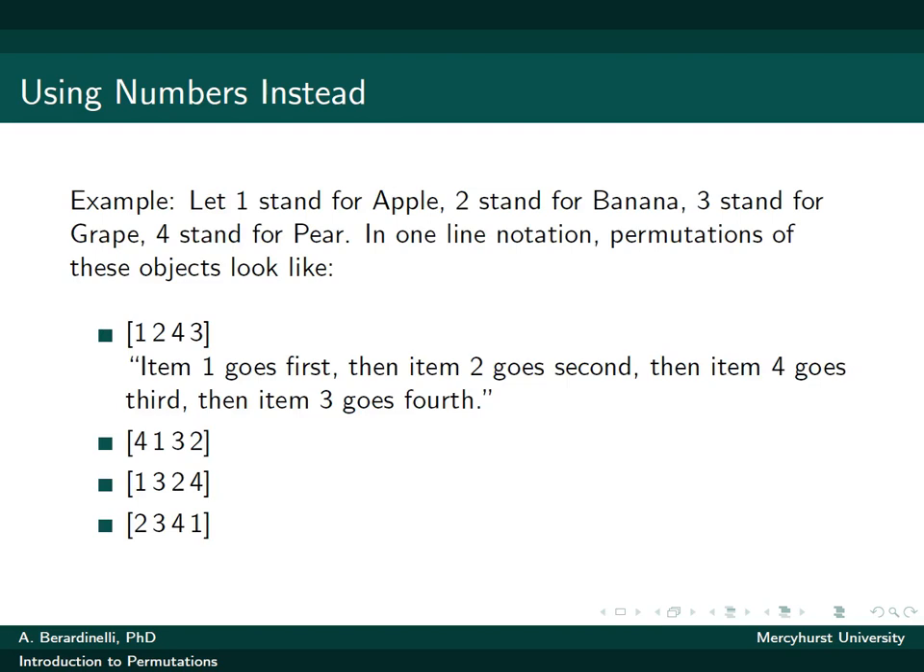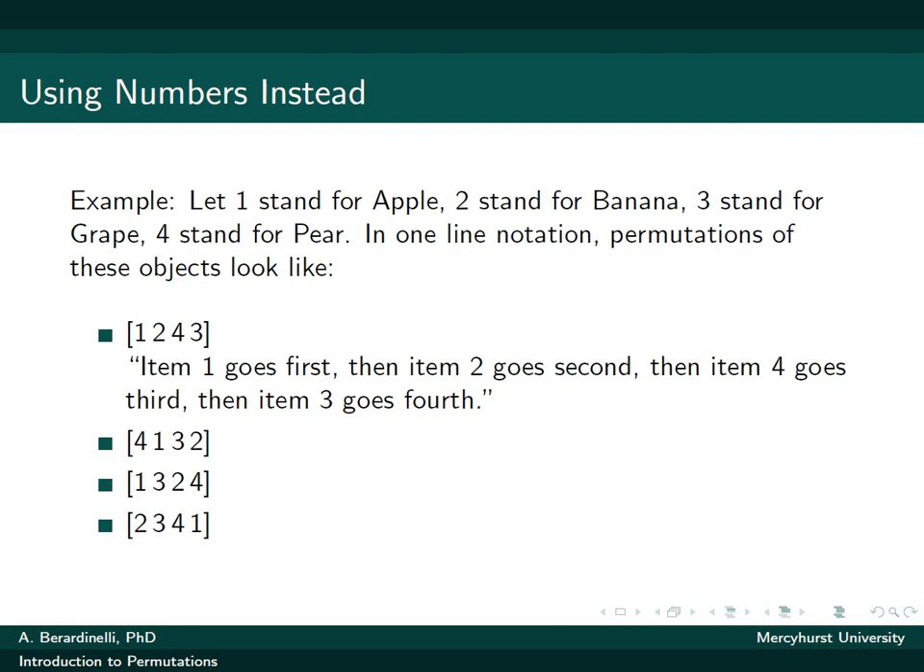So here are some of our fruit permutations, but now written as numbers. Instead of letting A stand for apple, 1 stands for apple, 2 stands for banana, 3 stands for grape, and so on. So this first permutation, 1, 2, 4, 3, we're saying item 1 goes first because the 1 is first. Item 2 goes second because the 2 is second. Item 4 goes third because the 4 comes third. And then item 3 goes fourth because 3 is in the 4th position, or it's the 4th number written there.